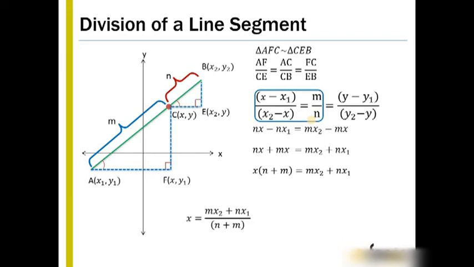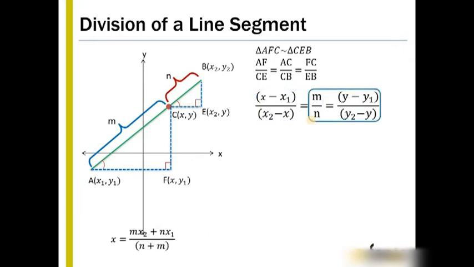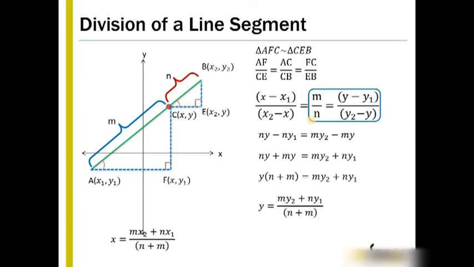And now we can use the other side to find a general formula for y. So we get ny minus ny1 equals my2 minus my. So ny plus my equals my2 plus ny1. And factorise gives y times n plus m equals my2 plus ny1. So y equals my2 plus ny1 over n plus m.